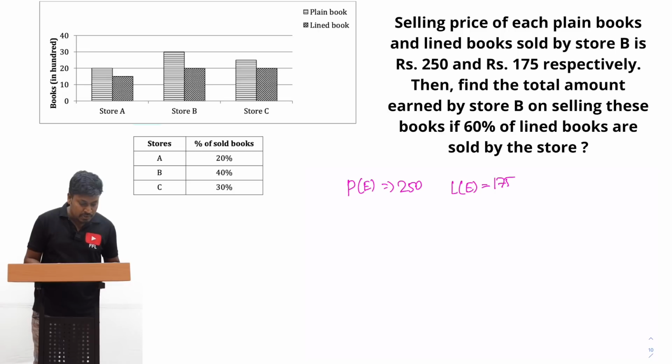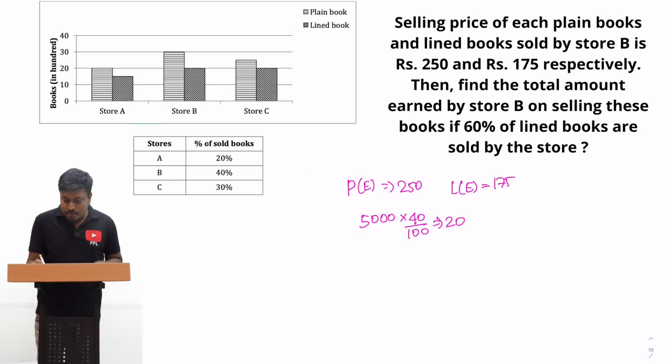60% of the lined books are sold by the store. Okay, so what they are saying is, we need to find the total earned by store B on selling these books, where 60% are lined books. So first, what we can do here is, store B, how many books are totally produced? 5000.